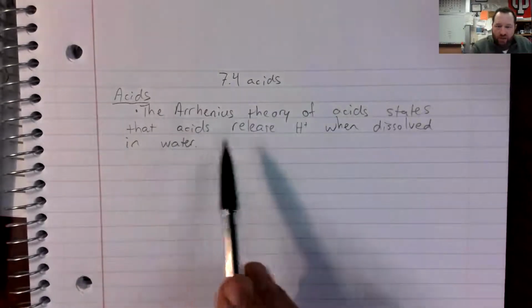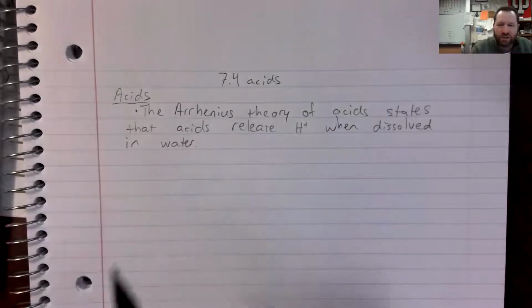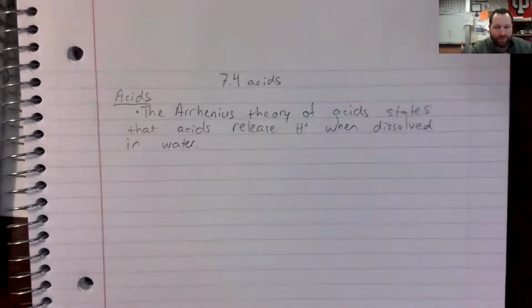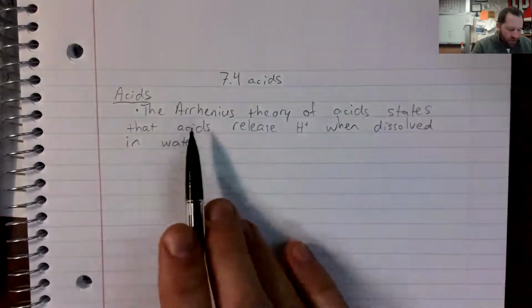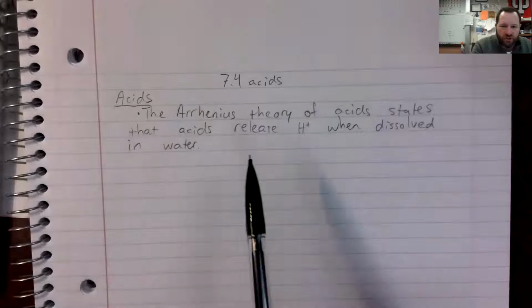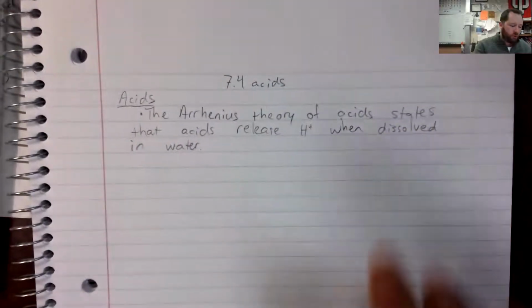So first of all, yes, Arrhenius theory is just one of three different theories of acids. We'll discuss the other two in a little more detail later in the year around spring break time. We have a whole unit on just acids and bases. But for right now, we're going to focus on the Arrhenius theory, which is telling us two things here. Acids release H plus when they're dissolved in water.